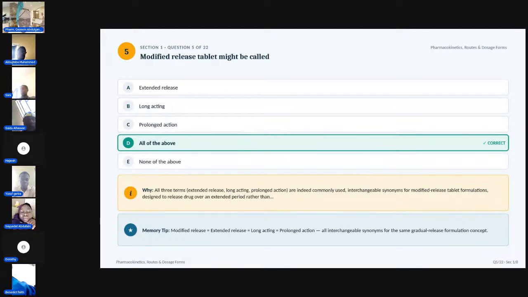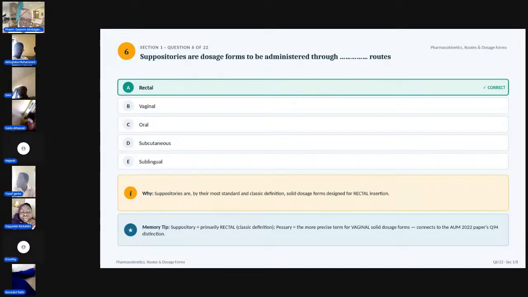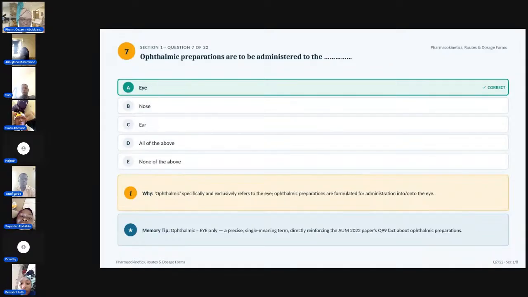So that's the reason. And then the next question, still on the route of administration: a suppository is a dosage form to be administered through, we have mentioned it even in this class. So that's straight away: suppositories are administered rectally. You all know that, right? That's the simple language you would need to understand. When you say ophthalmic preparation, you've heard ophthalmic. So that's the eye, right? No long story about this.